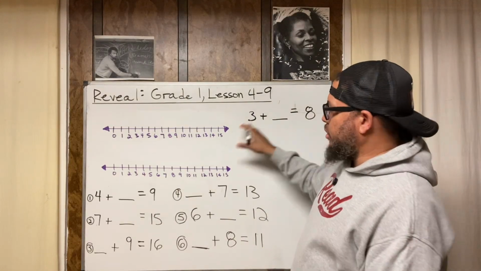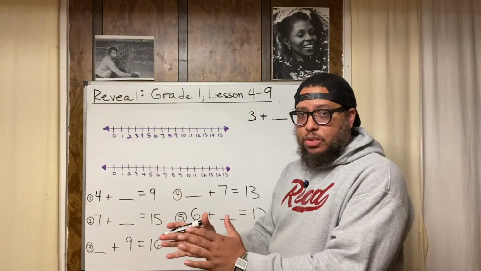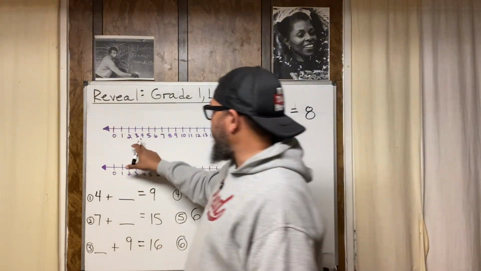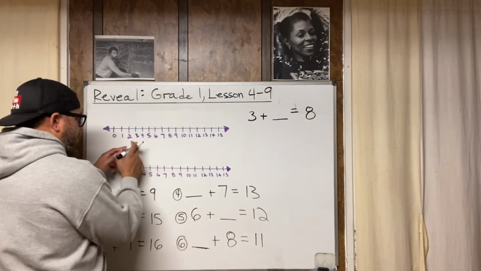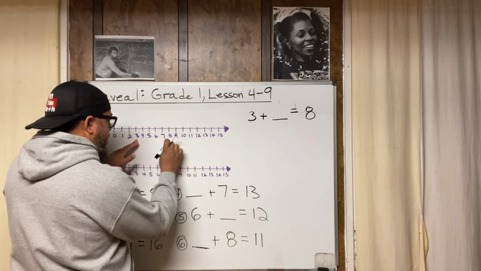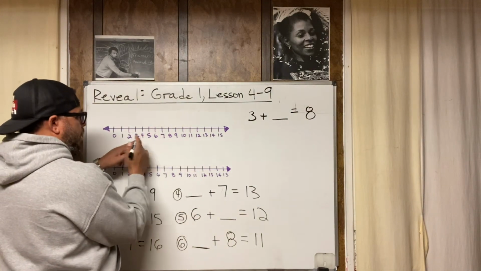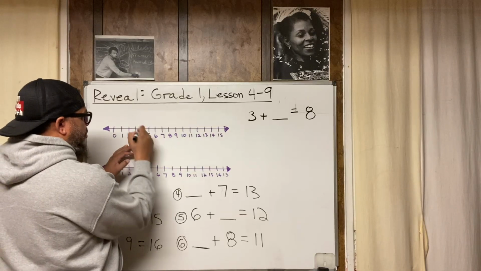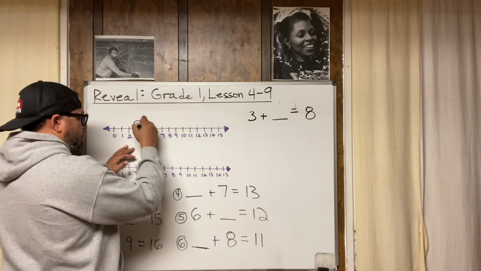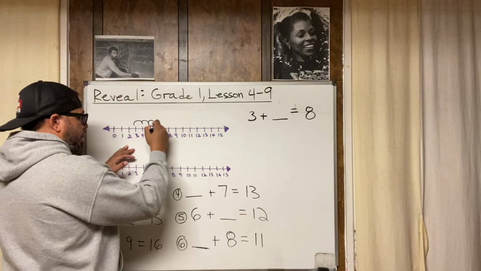So we can use the number line. That's one strategy. Let's say we start at 3. Now the distance between 3 and 8 is going to be our answer. So how many jumps do we have to make to get from 3 to 8? We go 1 to get to 4. Then we go 2. Then we go 3. Then we go 4.